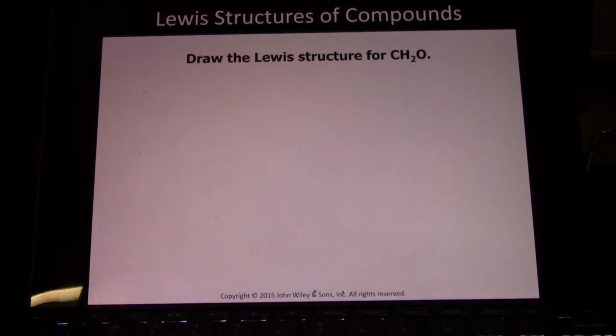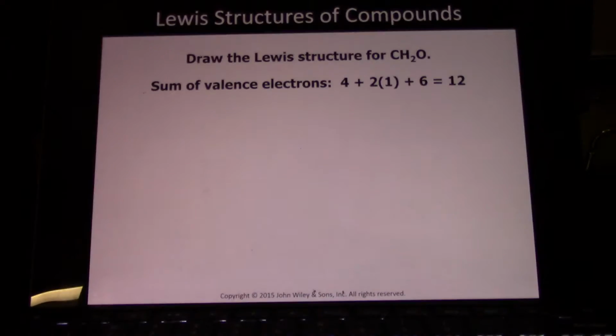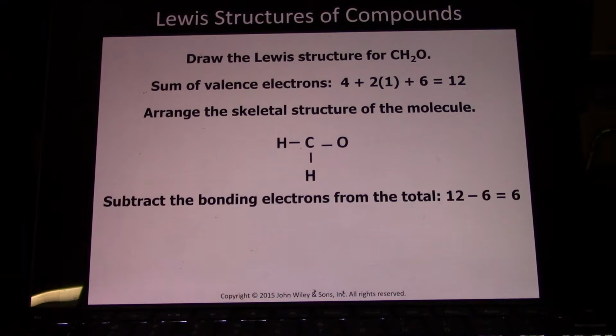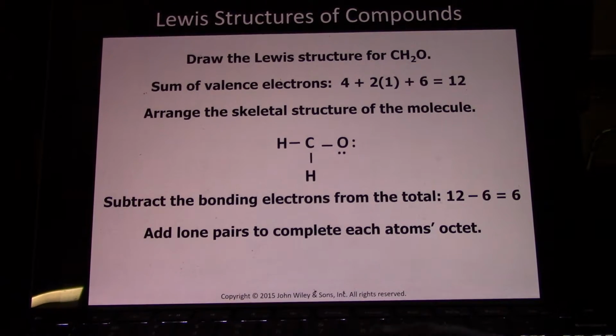Formaldehyde. Again, the least electronegative atom is typically put in the center, and if you have a carbon, carbon is always in the center. I have 12 total electrons to work with. 4 valence electrons from carbon, 1 from each hydrogen, and 6 from oxygen. And I've used up 6 here with my 3 chemical bonds. I have 6 more. So let's put them all in oxygen.